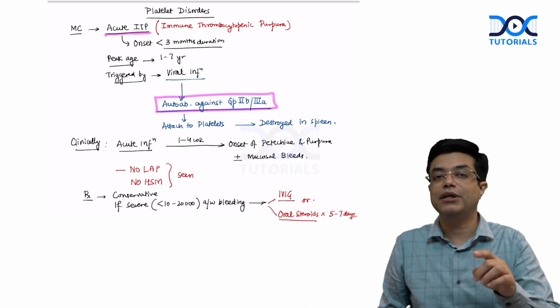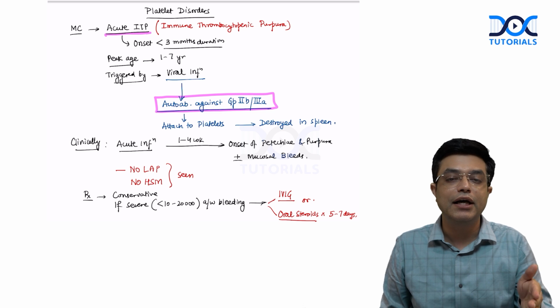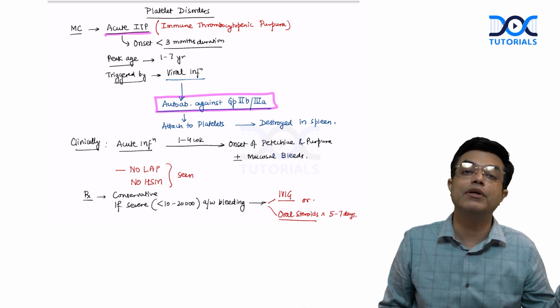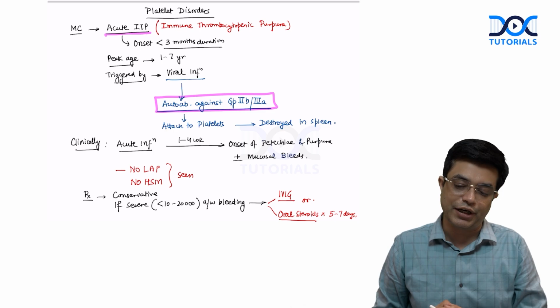Remember, chronic ITP occurs in adults. Chronic ITP is the one where splenectomy will be needed, and thrombopoietin agonists are also indicated in chronic ITP, but they do not have any role in childhood ITP.